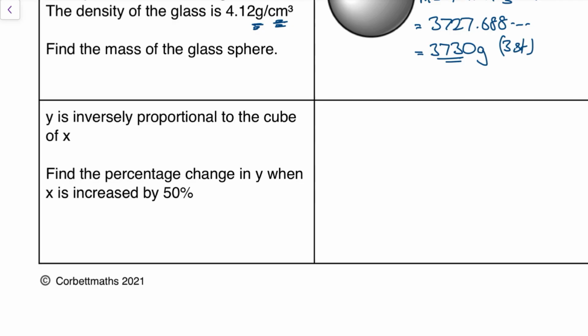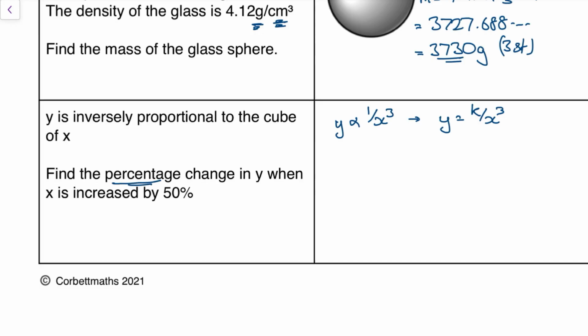Final question today. Okay, what do we have? So y is inversely proportional to the cube of x. So we have a relationship between y and x. So in other words, y is proportional to 1 over x cubed, which means I can write that as y equals k over x cubed. Now, normally here it's find the k and then use the k, but actually this is quite a clever rewording.